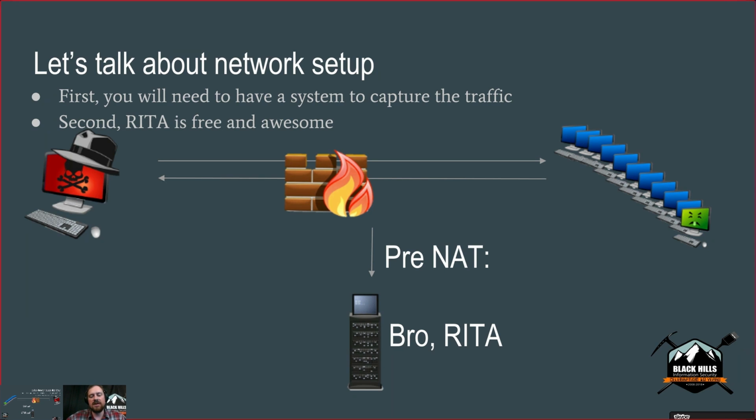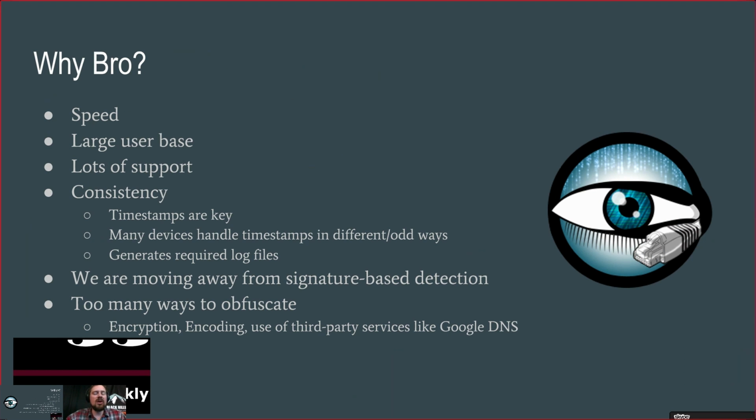And Bro and Rita work very well together as well. So why would you use Bro? Well, to be honest, speed, right? It's a very fast tool. It has great user support, a big user base, and also the timestamps are consistent. And that's key whenever you're trying to do any type of analytics for frequency and beaconing detection, to be able to identify weird communication pairs leaving your environment.